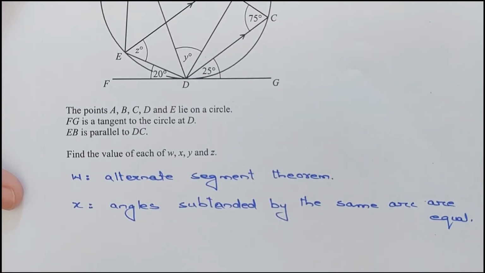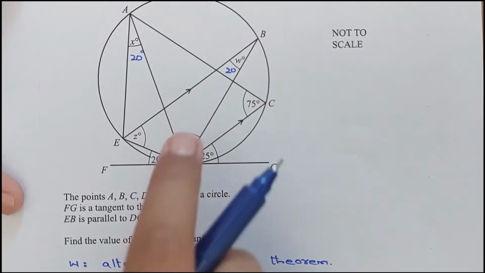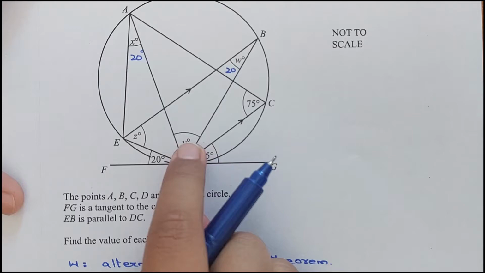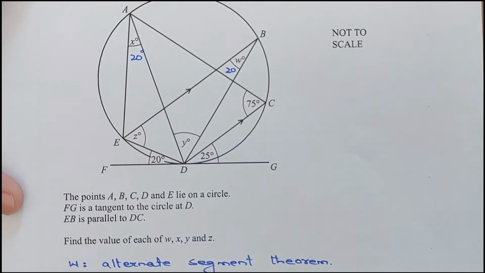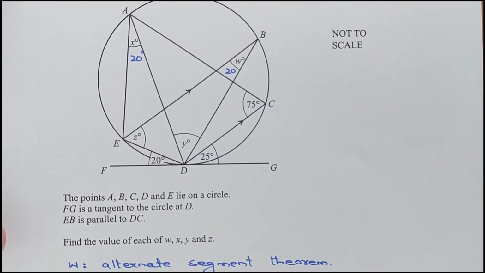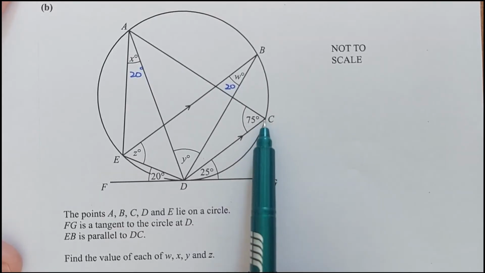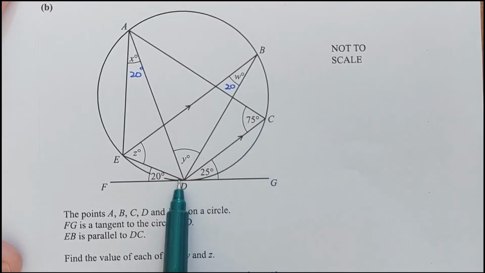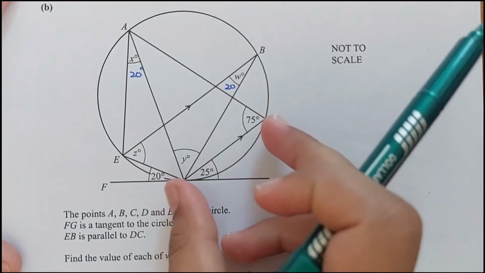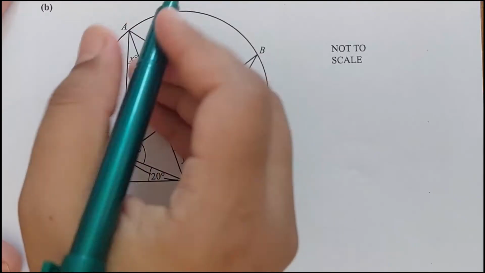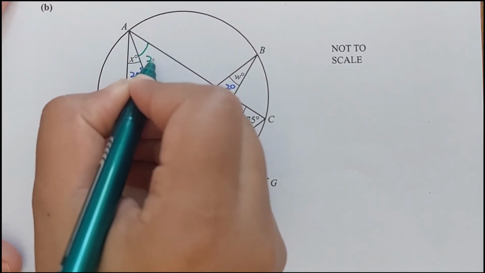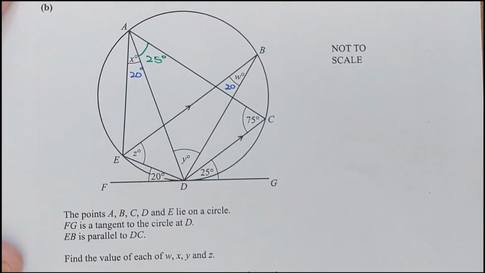The next one is we have to solve for y. Where is y? Y is over here. All right. So to get the value of y, again I'm using the alternate segment theorem. Then the angle between the chord CD and the tangent DG is 25. That is exactly the same as the angle in alternate segment. This is also equal to 25 degrees by alternate segment theorem.